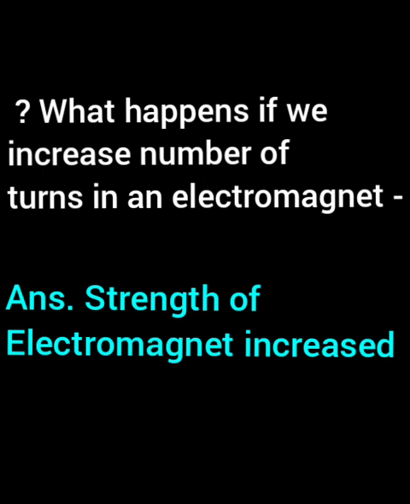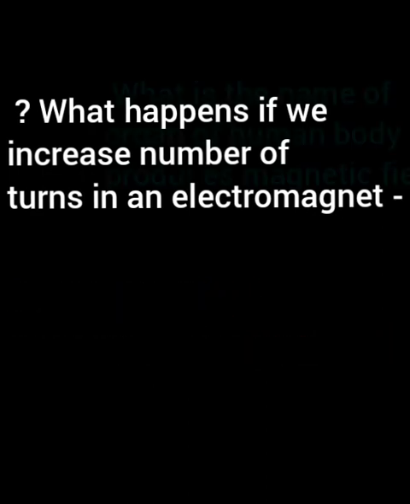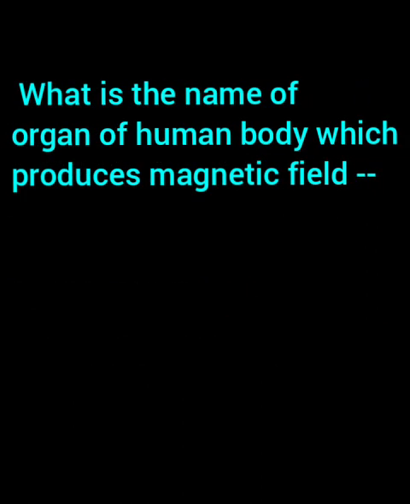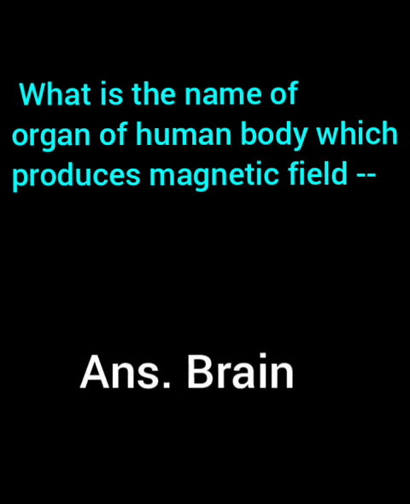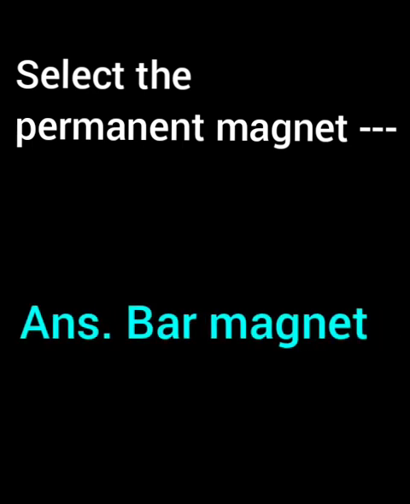Now question next. What is the name of the organ of the human body which produces a magnetic field? That is the brain. Now question next, which of the following is the permanent magnet? Here where you get bar magnet, that will be the correct option. Bar magnet is the permanent magnet.